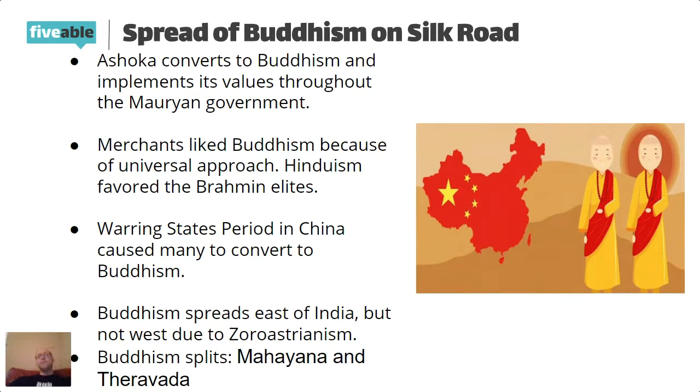Also, just remember, Buddhism along the Silk Road is not going to go very far west into Persia because you're going to have Zoroastrianism there that's going to try to block it. So it's not going to really move past Zoroastrianism, although there will be some merging as well. And then also remember, because of the diffusion of Buddhism along the Silk Road, we have the Mahayana and the Theravada split. Let's move on.